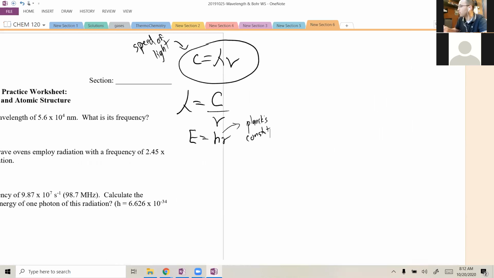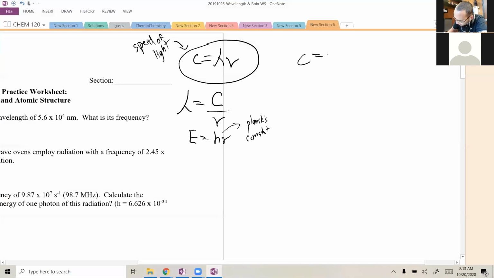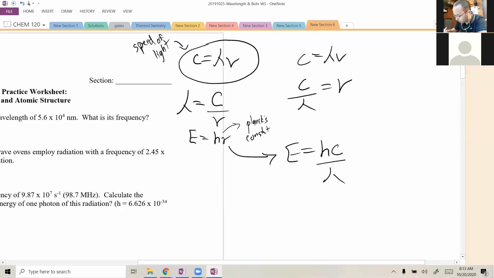Let's make this a little bit bigger. So that's Planck's constant. Now, the reason why this is so important is that we can use these two equations and combine them together, and that's how we get Anthony's equation, right? We can use our c equals lambda times frequency. We can solve for that frequency. So frequency is the speed of light divided by our wavelength. And then we can plug that into this one. So it's Planck's constant times the speed of light divided by our wavelength.